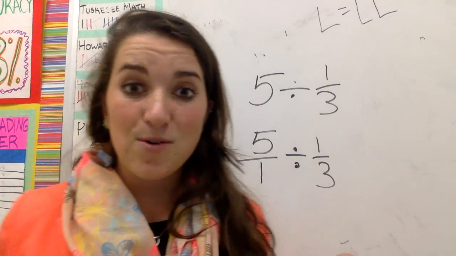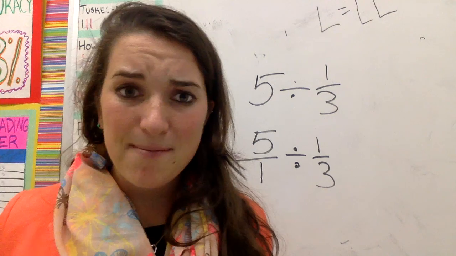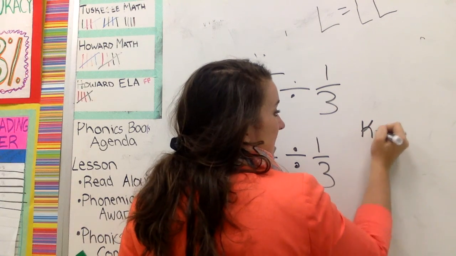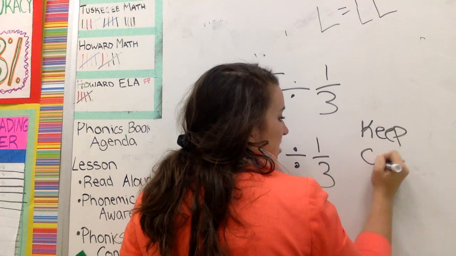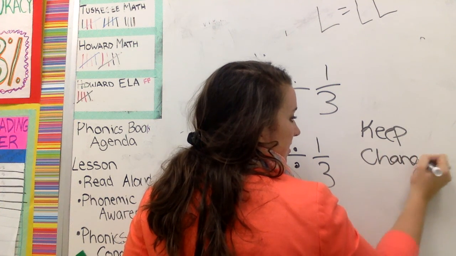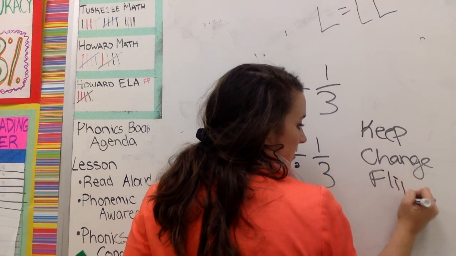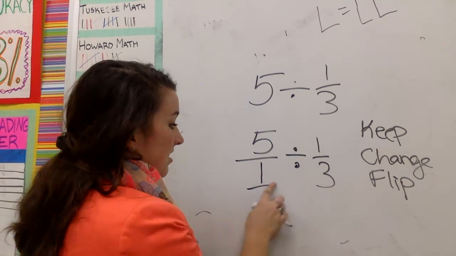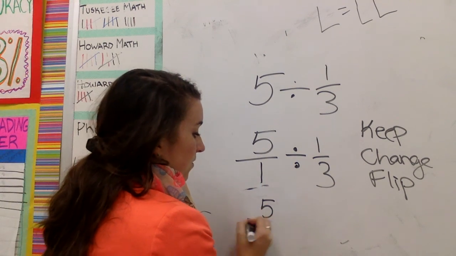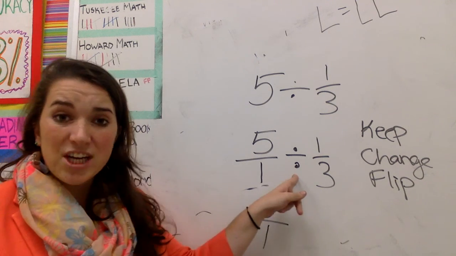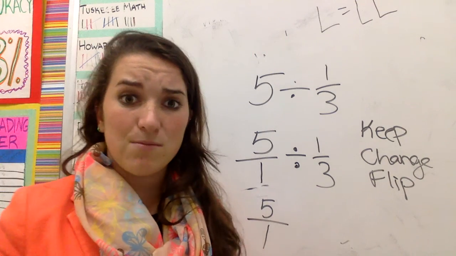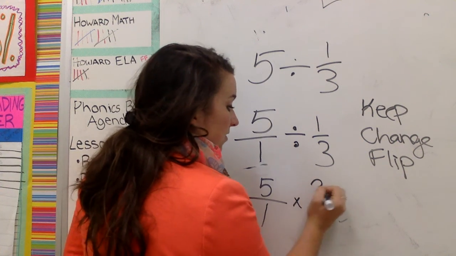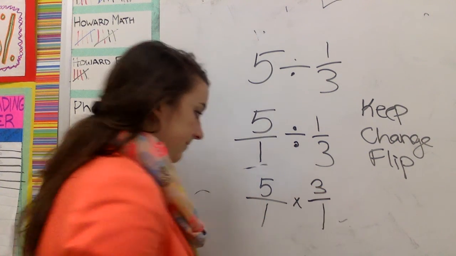Now, we do what we haven't done in a very long time, and we keep, change, flip. I'm going to write it out on the side. Keep, change, flip. So I'm going to keep this first fraction. So it'll be 5 over 1. I will then change my division sign to multiplication. So it'll be multiplying and flip the third one.